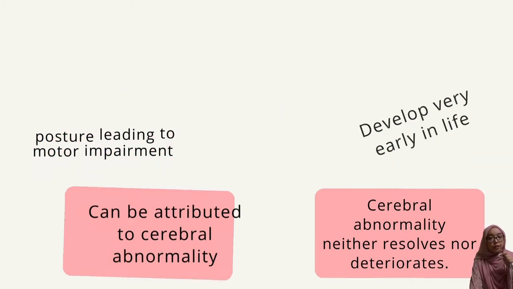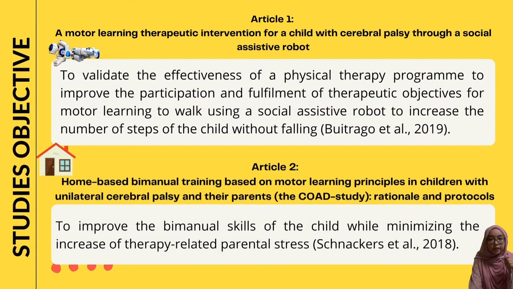The article on intervention through social assistive robot aims to validate the effectiveness of a physical therapy program to improve the participation and fulfillment of therapeutic objectives for motor learning to walk, using a social assistive robot to increase the number of steps of the child without falling. As for the home-based bimanual training, the COAD study stated their trial's objective is to improve the bimanual skills of the child while minimizing the increase of therapy-related parental stress.